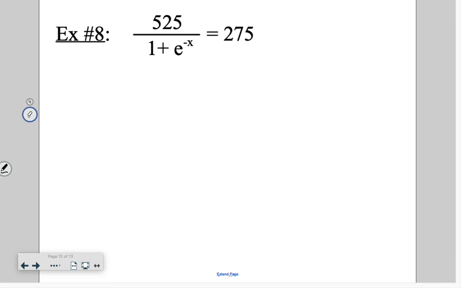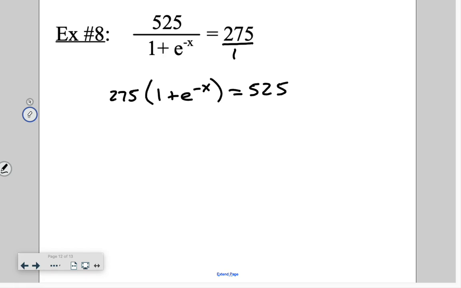Which means if that's what I'm trying to accomplish, what's the first thing I do? Yeah, a couple of options. You could clear the fraction, or again, like one of the earlier examples, if you think of this 275 as over 1, you really just have a proportion. Cross multiply. Okay? 275 times 1 plus e to the negative x equal to 525. Regardless of whether you clear the fractions or put it over 1, you get the same thing. Okay? Cross multiply.